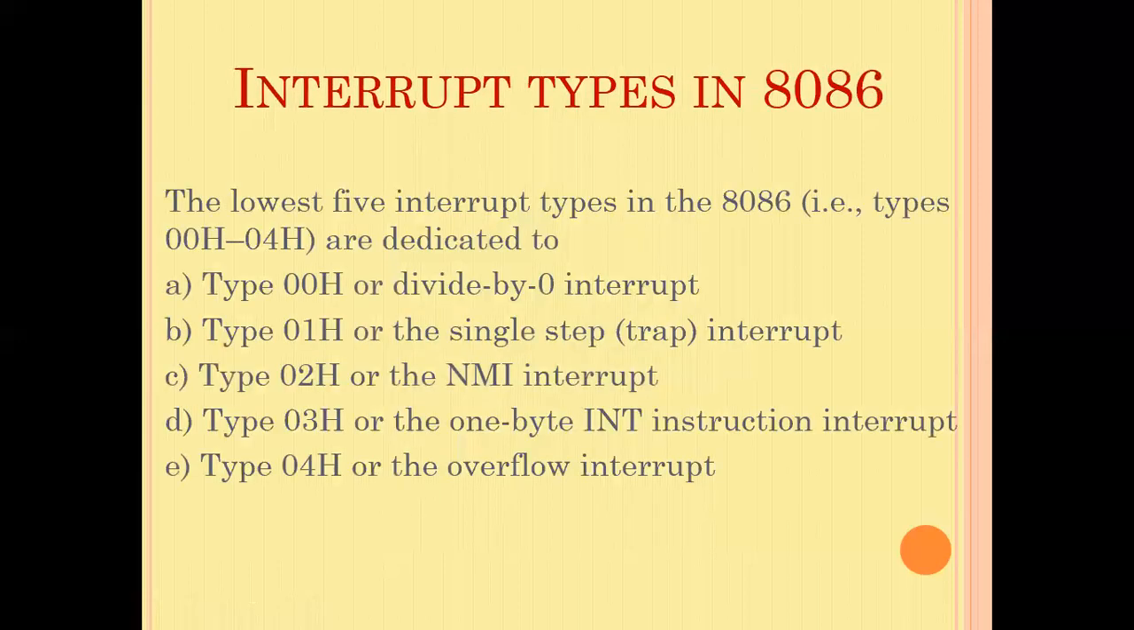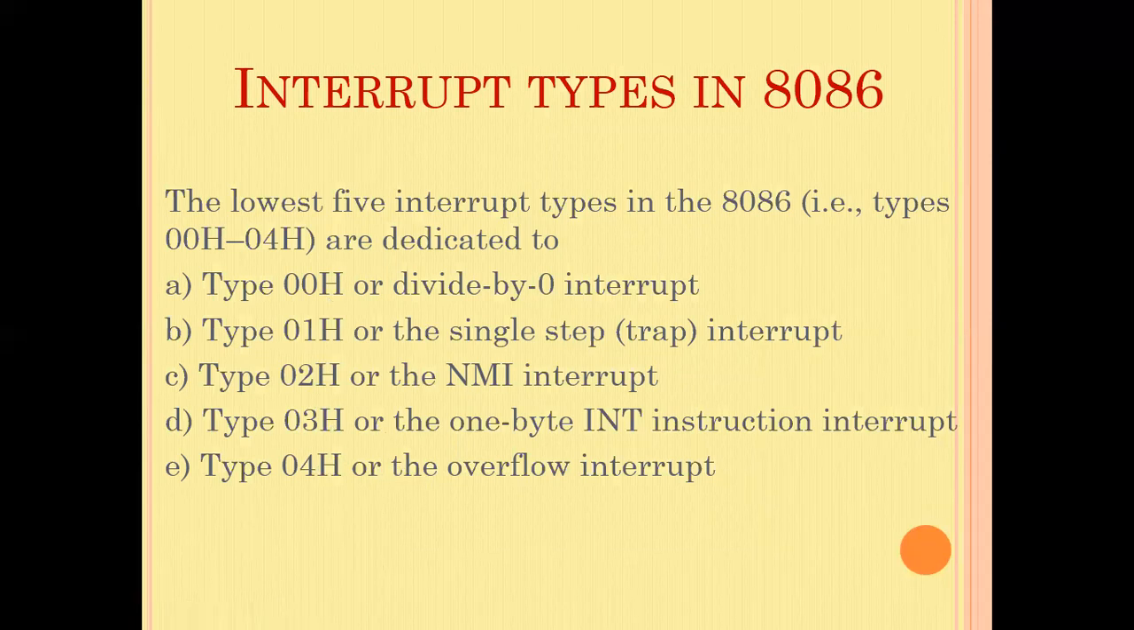Among them, 5 important interrupts are type 00 to type 04. Type 0 is for divide by 0, and type 1 for single step interrupt or trap interrupt, type 2 for NMI, type 3 for breakpoint or 1 byte interrupt execution for step-by-step execution, and type 4 for overflow interrupt.